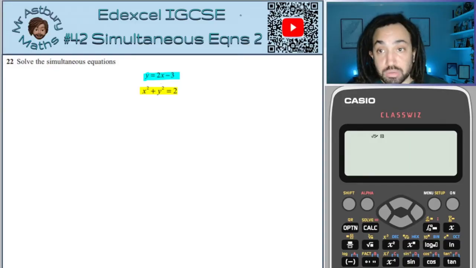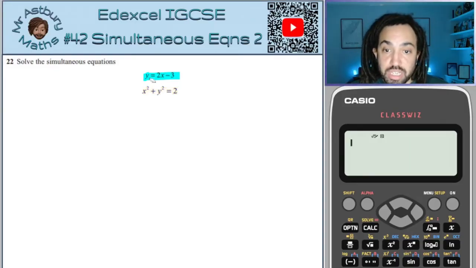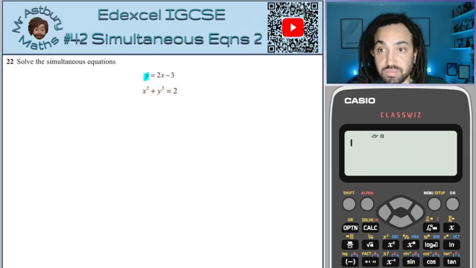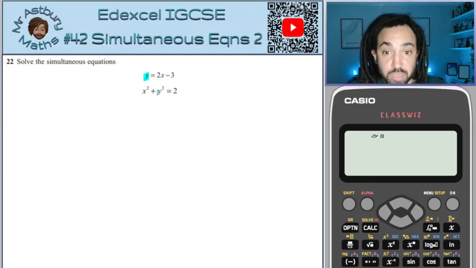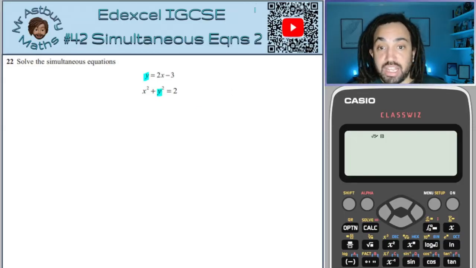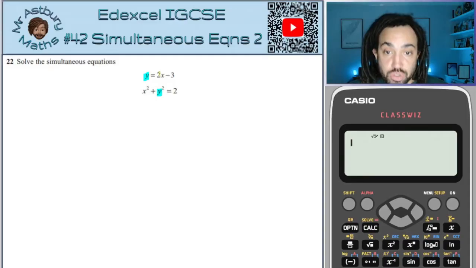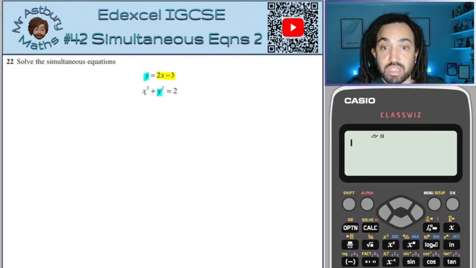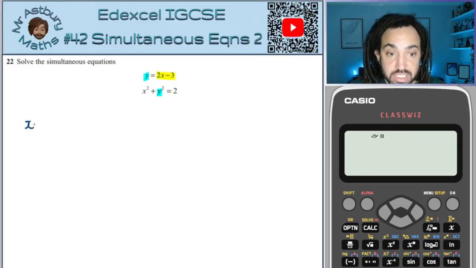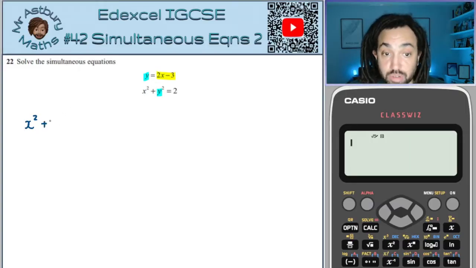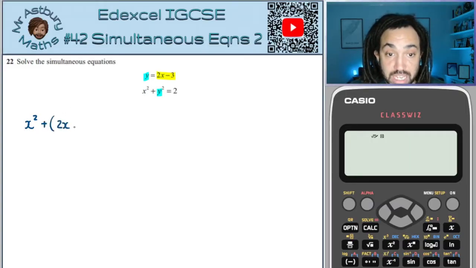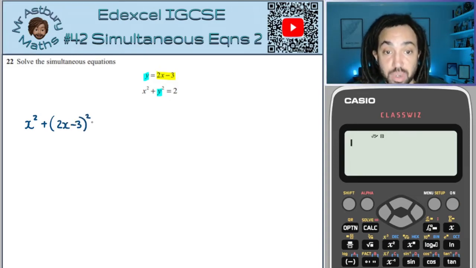We've got y equals. So what we do is in the quadratic one, we write the quadratic one out, but we replace the y with 2x minus 3. So I write out the quadratic equation. It starts x squared plus y squared, but I'm not going to write y squared because I'm going to swap the y out for 2x minus 3, and because it's y squared, I'm going to have to square that 2x minus 3, and that equals 2. And now we're good to go.